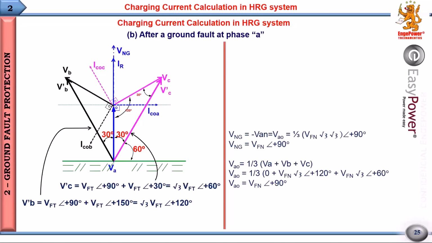So VA0 is 1/3 of VA plus VB plus VC, replacing their values here. We see that VA0 is the same value as VNG. Okay?